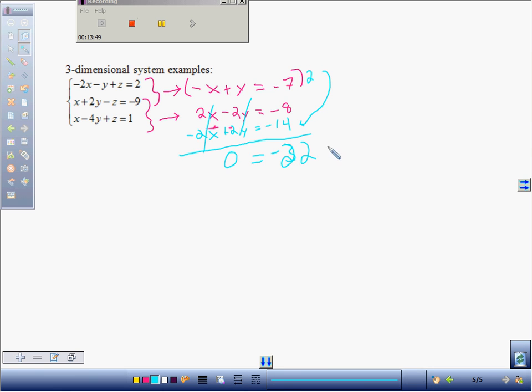And what does that mean? Either a couple of these are parallel planes, which I think this and this would be, okay? Or all 3 of them are parallel or something like that, but there is no solution to this. All right?